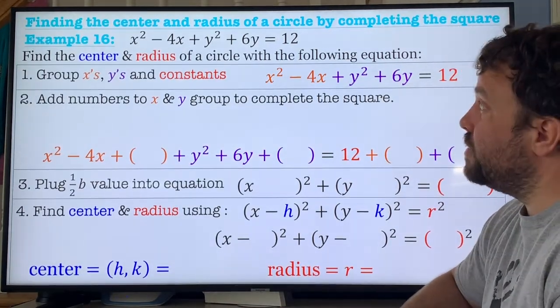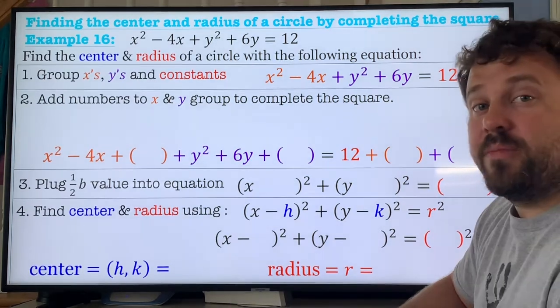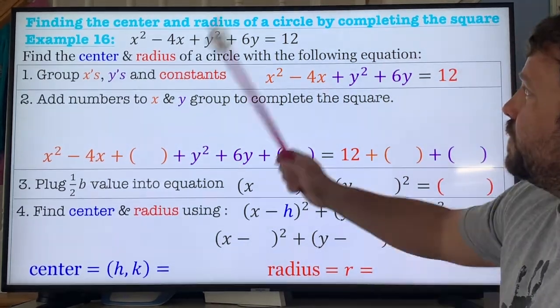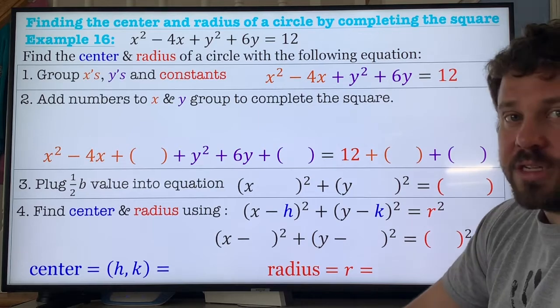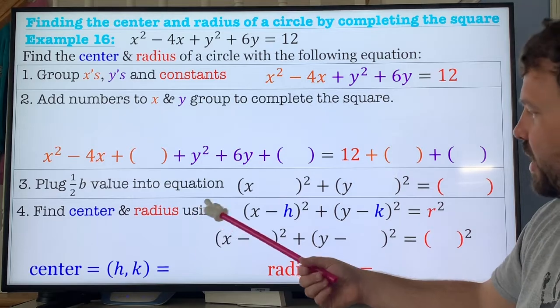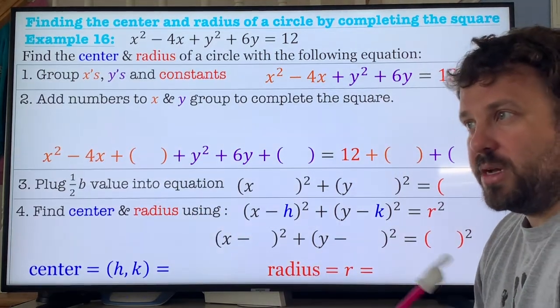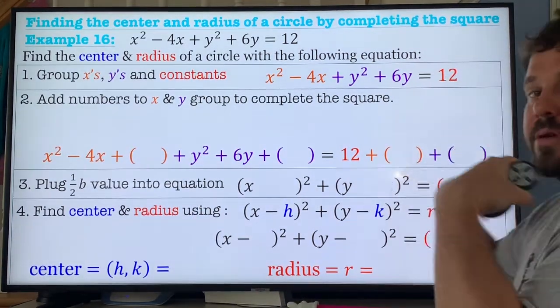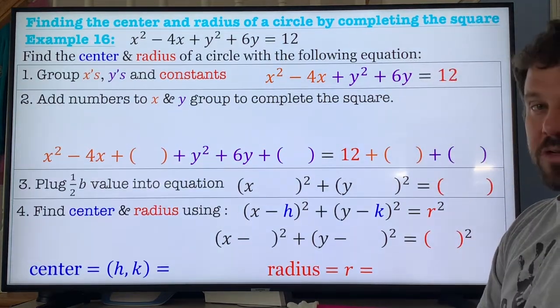All right, time to do problem number 16. Now we're going to go into the more difficult problems. First thing we're going to do is take an equation that looks kind of funky and weird over here, and turn it into a typical circle equation. And from that circle equation, we're going to extract what the center and the radius of that circle is.